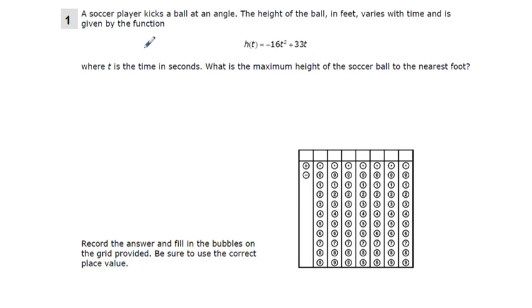One, a soccer player kicks a ball at an angle. The height of the ball in feet varies with time is given by the function h of t equals negative 16t squared plus 33t, where t is the time in seconds. What is the maximum height of the soccer ball to the nearest foot?